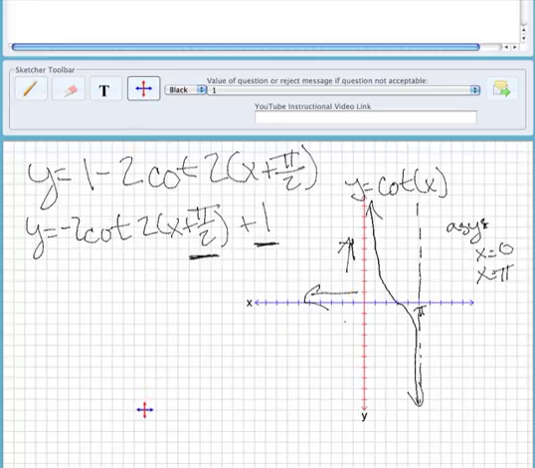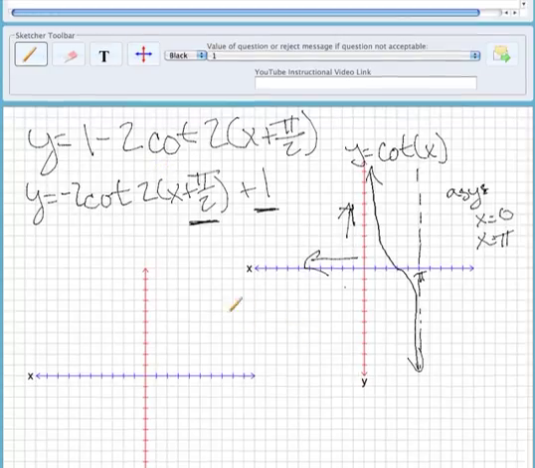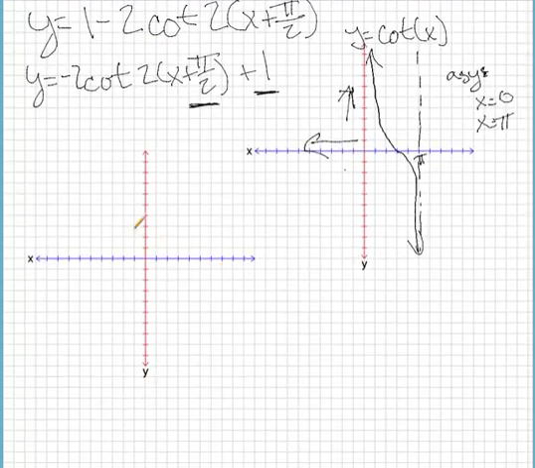Alright? So if we shift this whole entire thing over pi over 2, what we're going to get is something that looks like this. So pi over 2 is right here in the middle. If we shift that over, it's going to cross right here at the origin. So it's going to look like this.